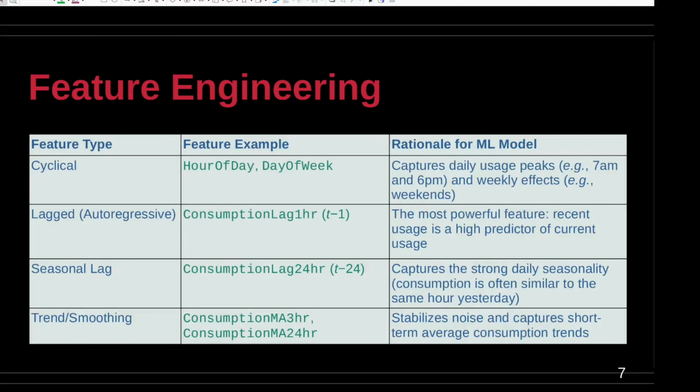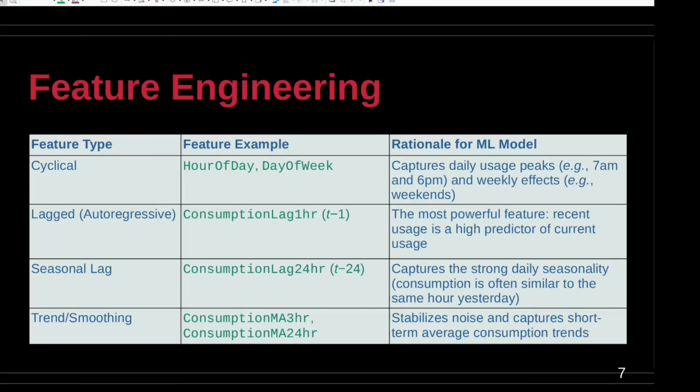The core of successful time series forecasting is encoding temporal patterns into features the model can understand. A tree-based model like random forest cannot natively understand time. We must manually encode the time series characteristics into features it can consume. This extract, transform, and load, or ETL, stage is where most of the predictive power is generated.